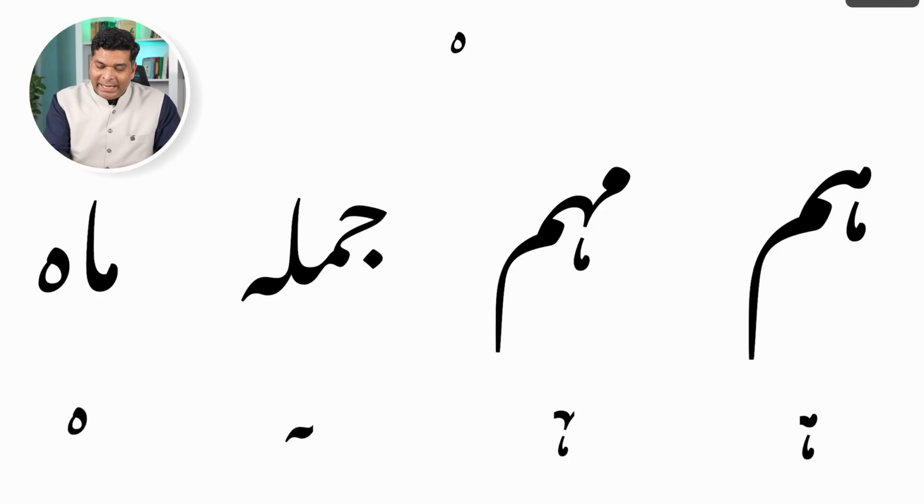Now there are again some letters which have some special representation. So we have choti he, as you see here. This is the original shape. In the beginning, it appears with a bit of a special character.